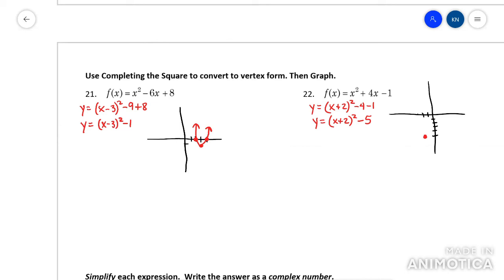A value of 1 means I just go up 1 over 1 to my next dot. So this one would look something like this. It's not perfect, but that's okay.